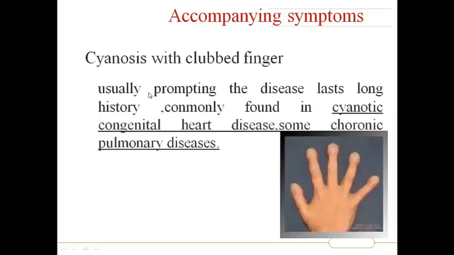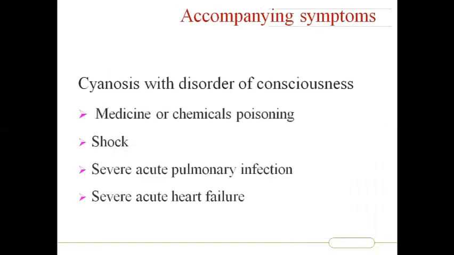If you see cyanosis with clubbed fingers, usually this indicates a disease with a long history, for example cyanotic heart disease and some chronic pulmonary diseases. In this case, you will see cyanosis with clubbed fingers. And cyanosis with disorder of consciousness indicates medicine or chemical poisoning, shock, severe acute pulmonary infections, or severe acute heart failure.